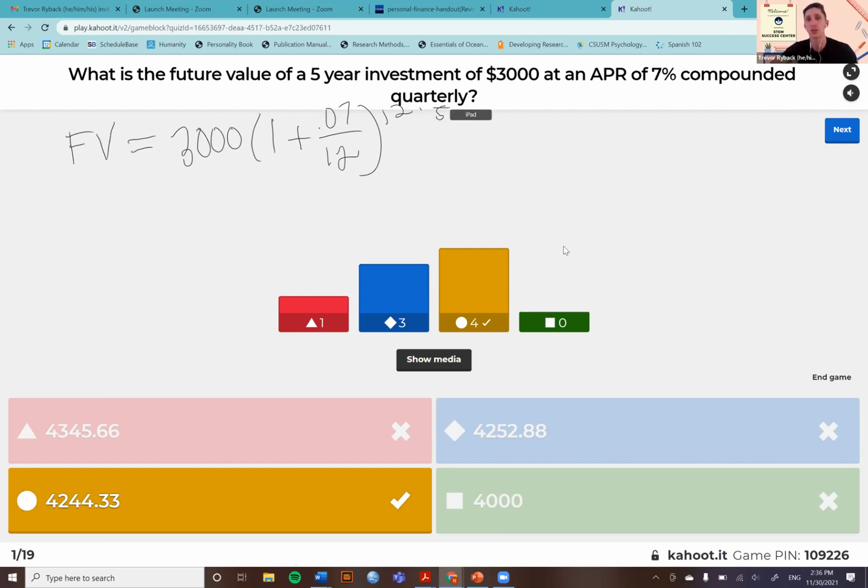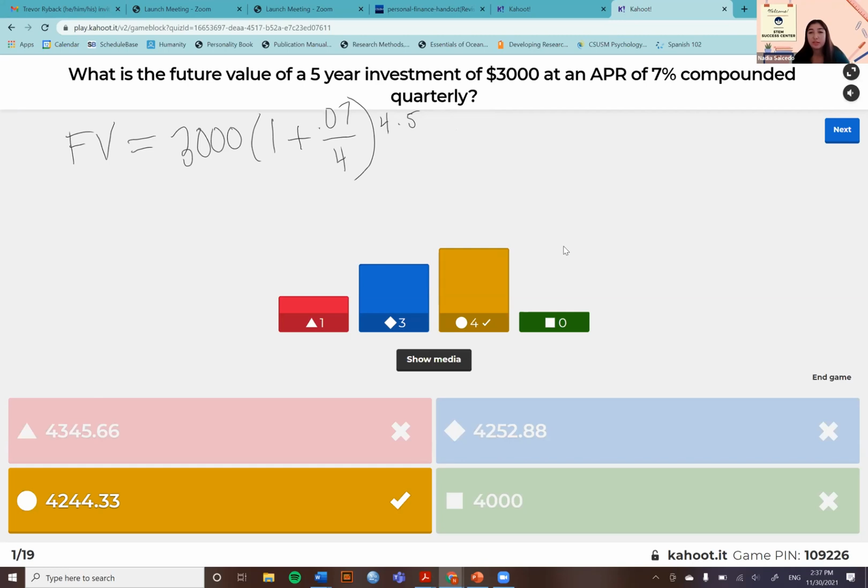Should it be 12, or how many times is it compounded per year? Oh, my bad, I didn't see this. No worries. The quarterly. Okay, so if it was compounded yearly, it would have been 12. But since it's compounded quarterly, n is actually 4. So for the exponent, it's going to be 4 times 5. Yeah, my bad.